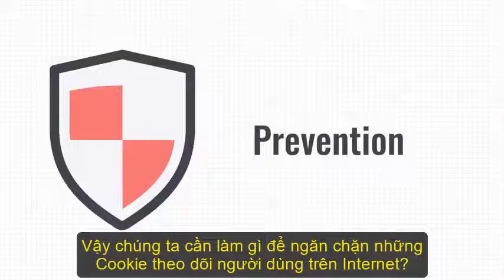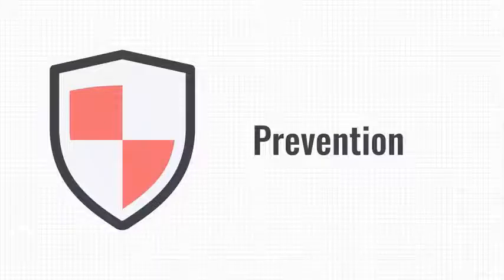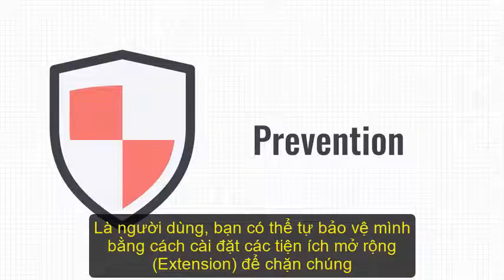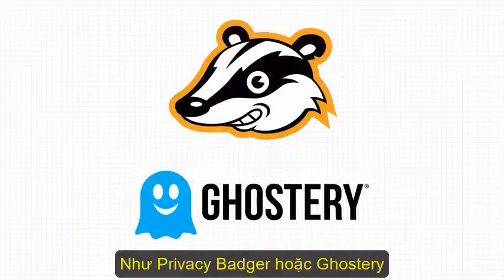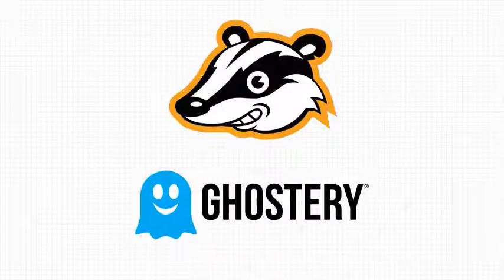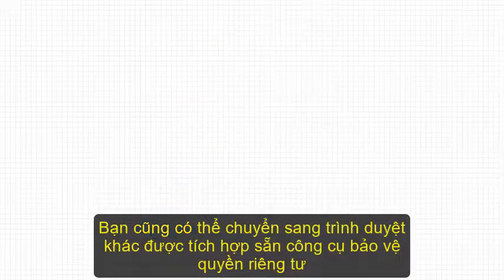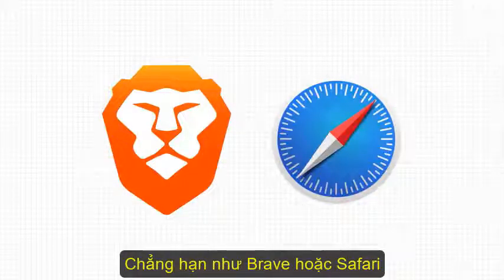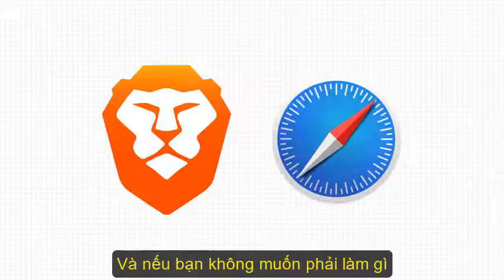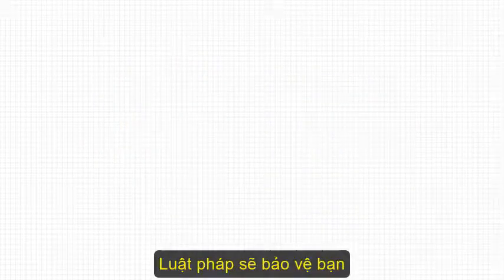So what can we do to prevent these cookies from tracking us on the internet? As a user, you can protect yourself from trackers by installing a browser extension that blocks them, like Privacy Badger or Ghostery. You could also switch to a browser with built-in privacy protection tools like Brave or Safari. And if you don't want to do anything, the law is on your side.